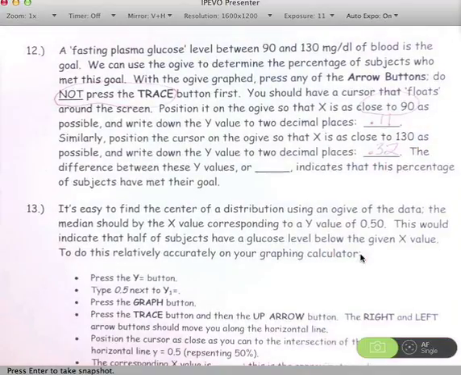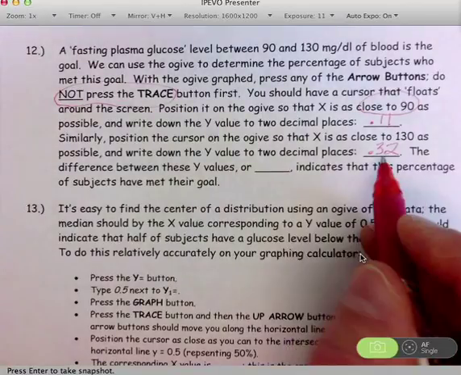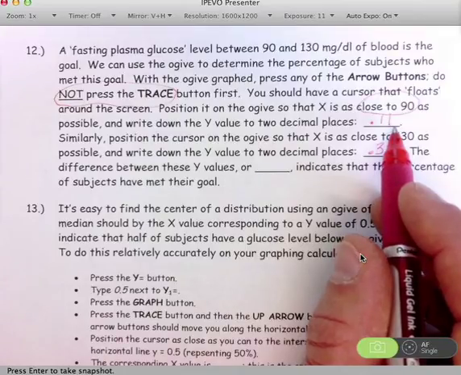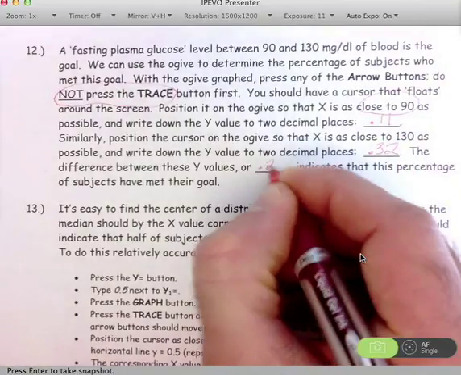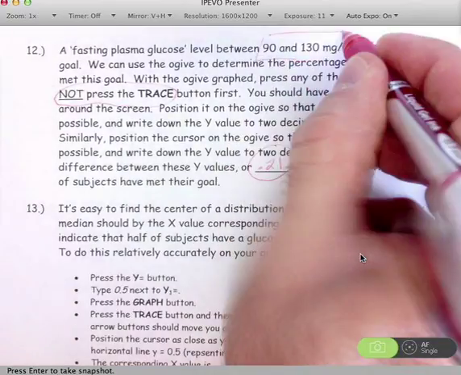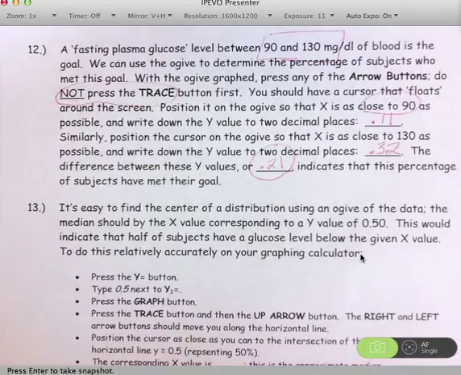I'm interested in the people that are between these two. So the difference between these two, the difference between 32% and 11%, that difference is 21%. 21% of individuals then have met their goal. They're in between 90 and 130. I can find out that information by using the Ogive.